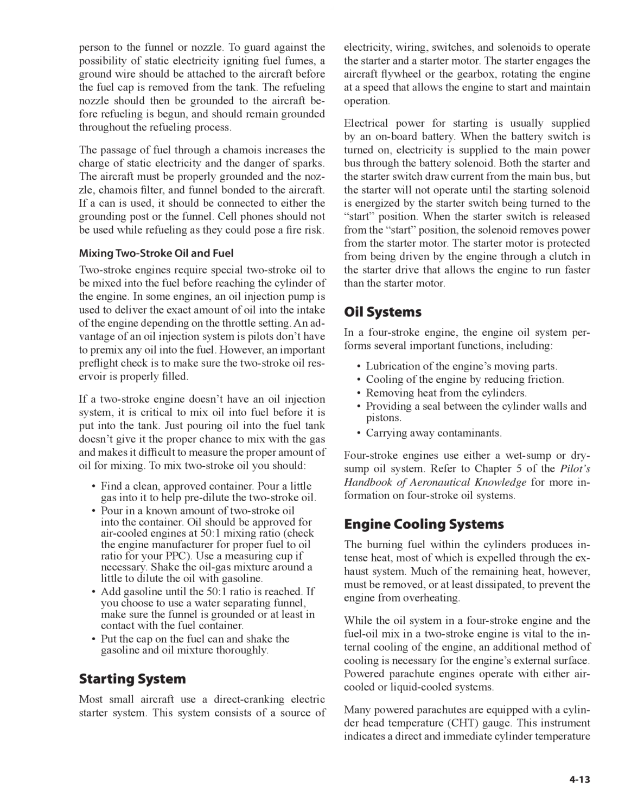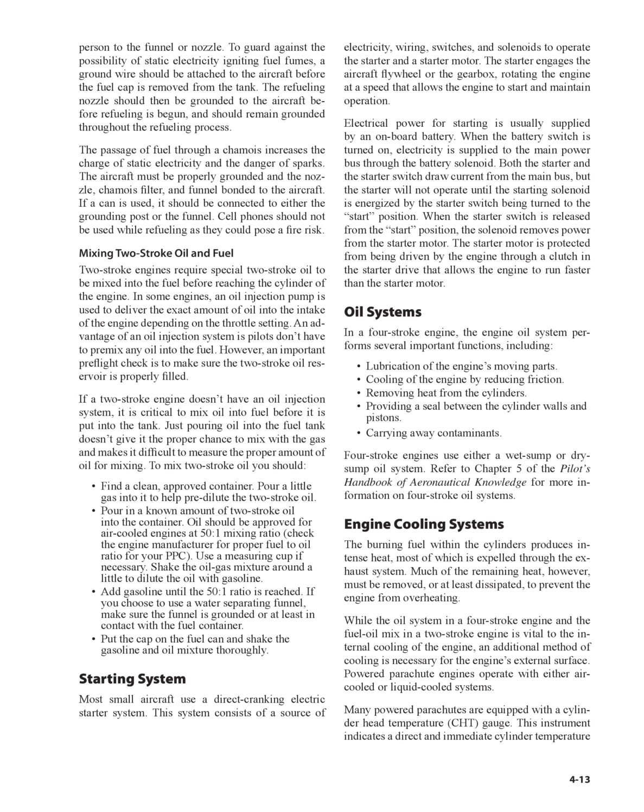Starting system. Most small aircraft use a direct cranking electric starter system. This system consists of a source of electricity, wiring, switches, and solenoids to operate the starter, and a starter motor. The starter engages the aircraft flywheel or the gearbox, rotating the engine at a speed that allows the engine to start and maintain operation. Electrical power for starting is usually supplied by an onboard battery.